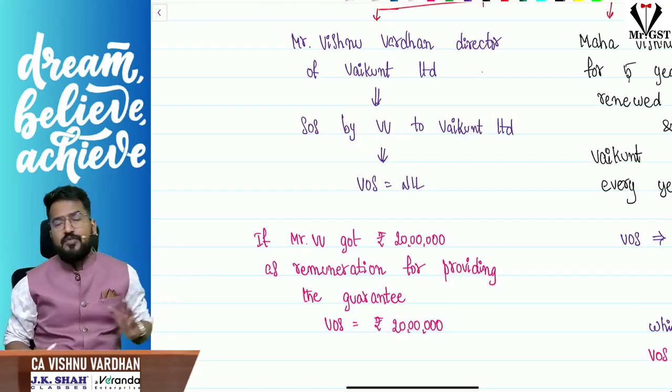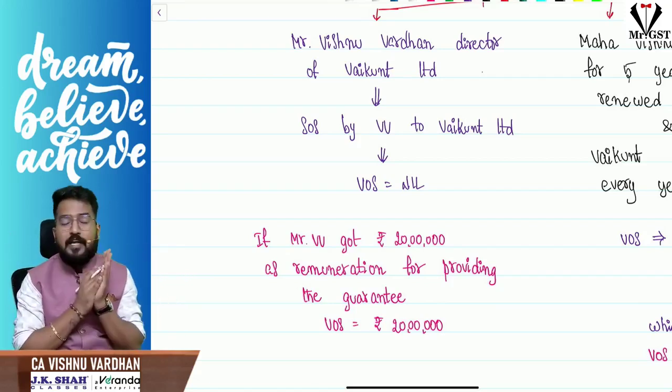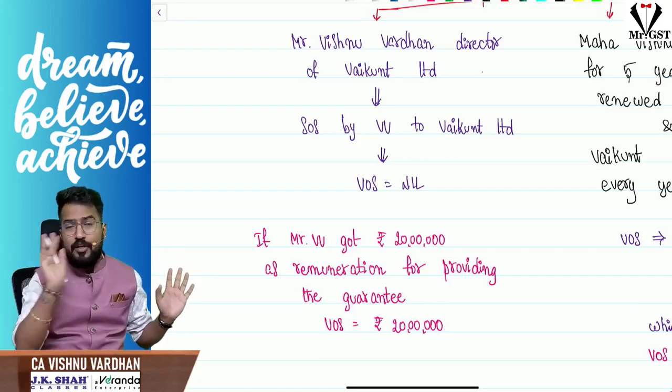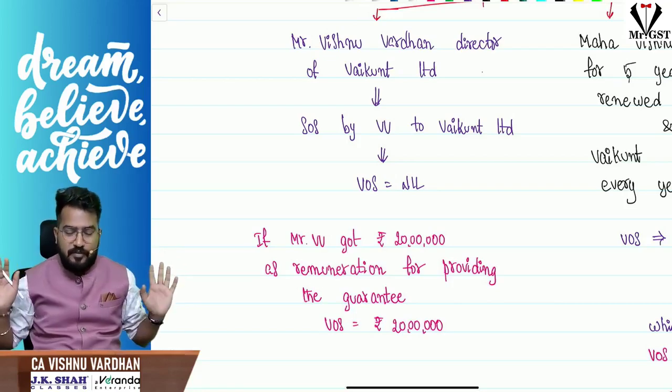Suppose Mr. Vishnuvardhan charges a consideration of 20 lakh rupees for giving this guarantee, then the 20 lakhs will be taken as the value of supply. On that there will be GST. Hope it is clear for you, right?